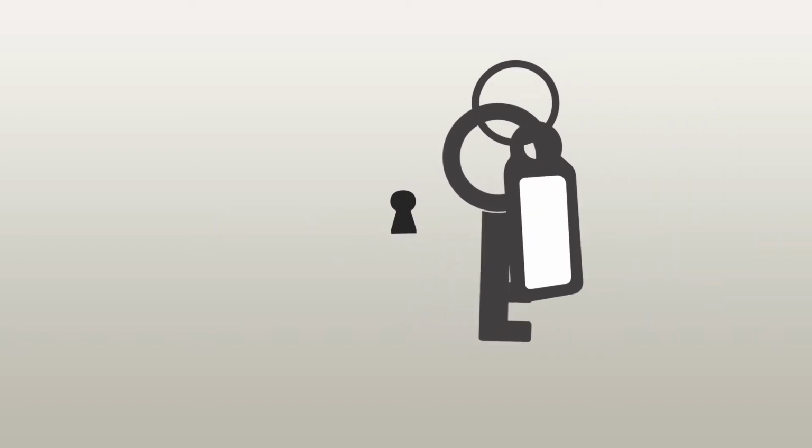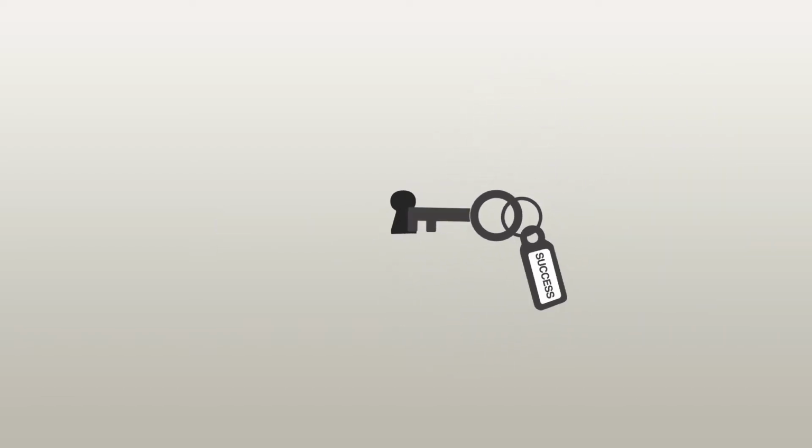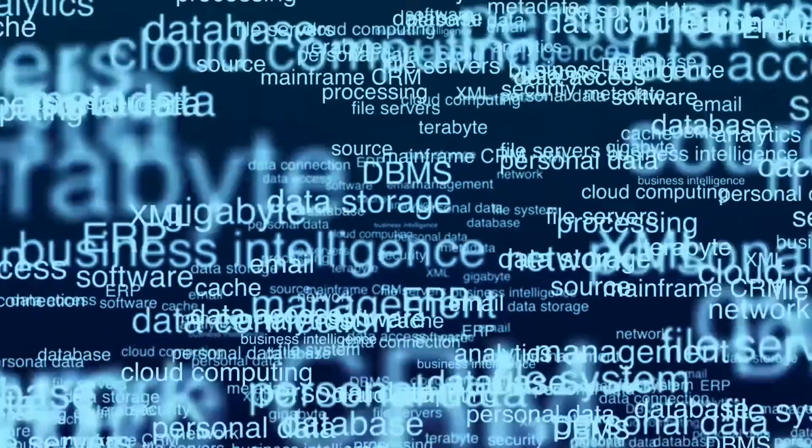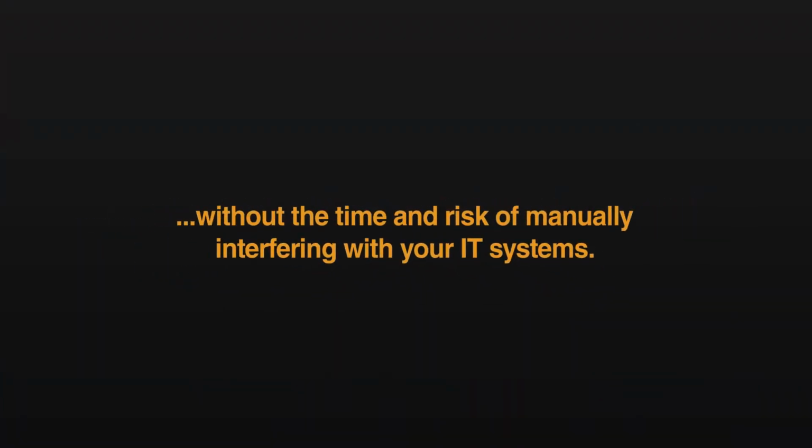Simplicity is the key to success. Getting all the information you need automatically without the time and risk of manually interfering with your IT systems. Set up from legacy to AI with tools that are easy to get started with, easy to maintain, easy to use. How? Introducing the 3 simple steps of Orion Harvester.